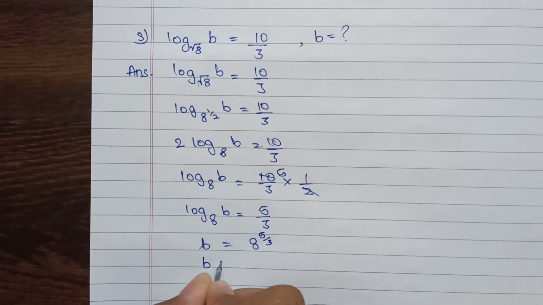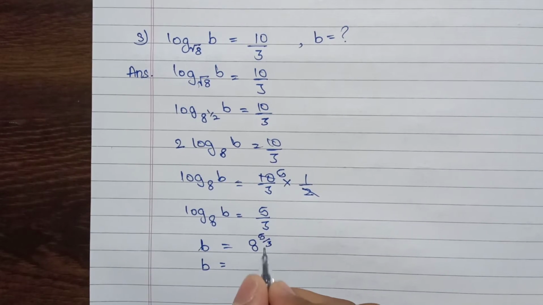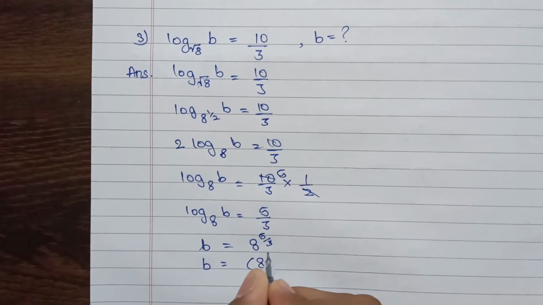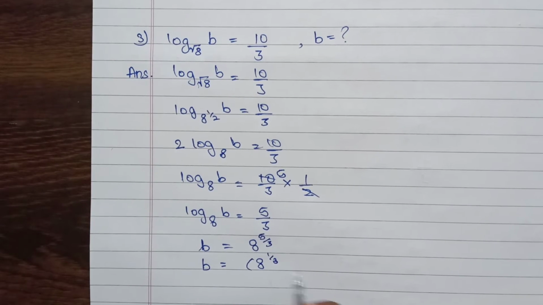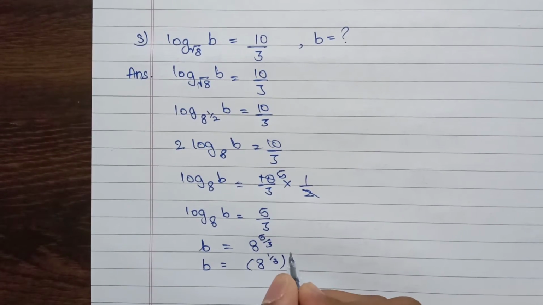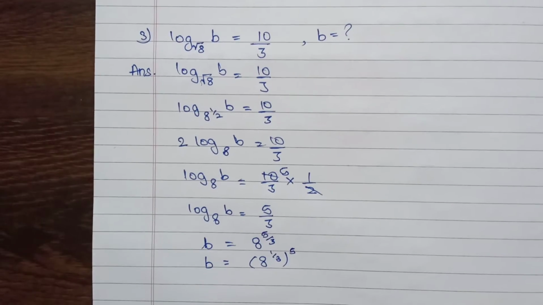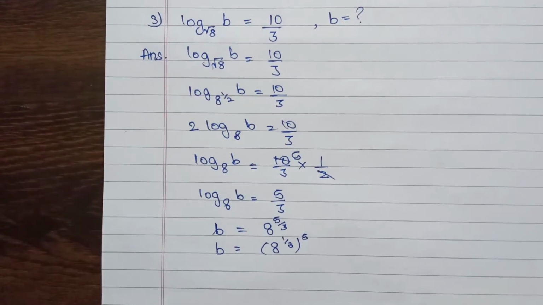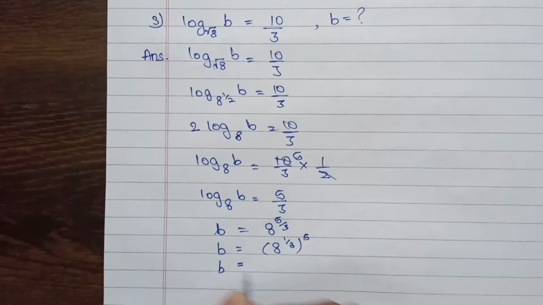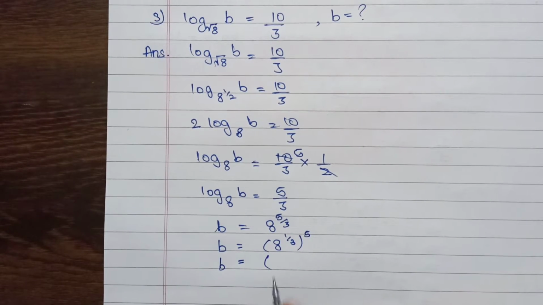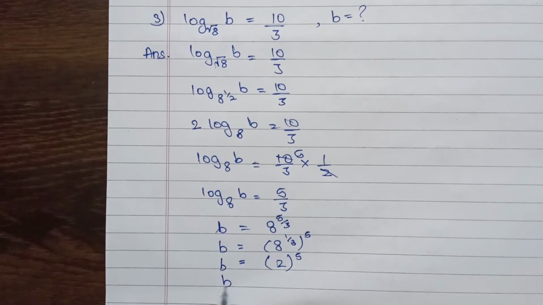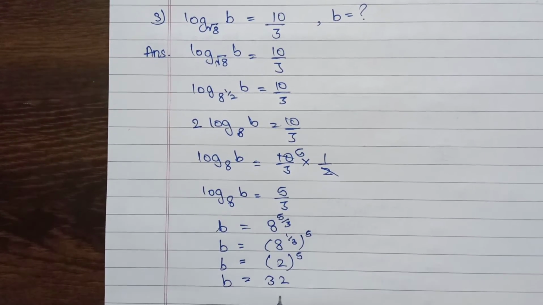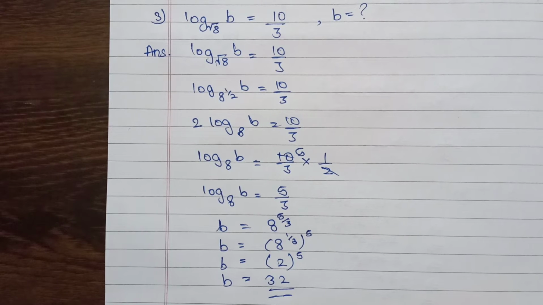So now b equals to, we can write this 8 to the power 5 upon 3 as 8 to the power 1 upon 3, which is also cube root of 8, the whole into 5. And now our next step would be b equals to cube root of 8 is nothing but 2, and its 5 times would be b equals to 32. So we get our answer to be 32.